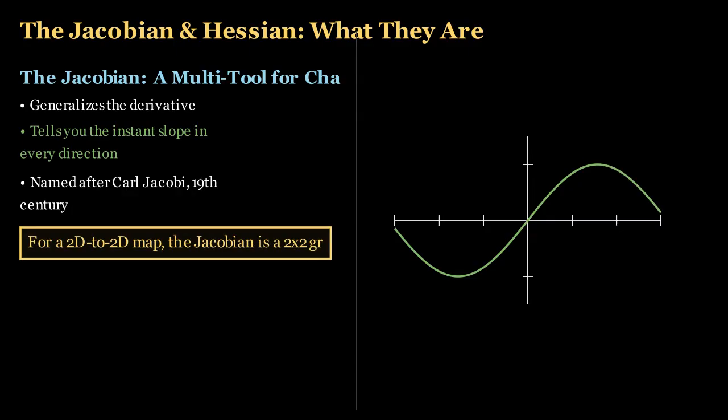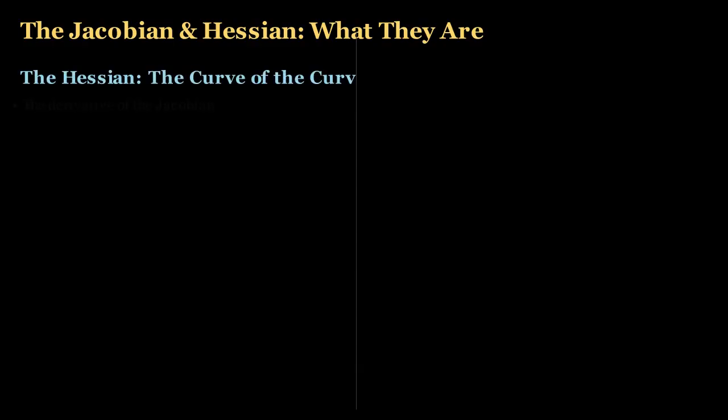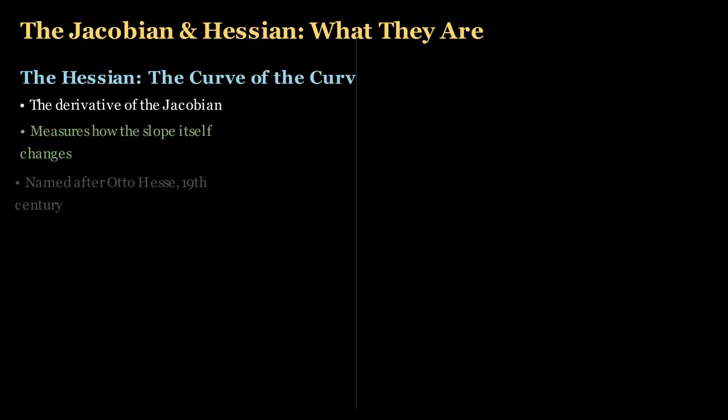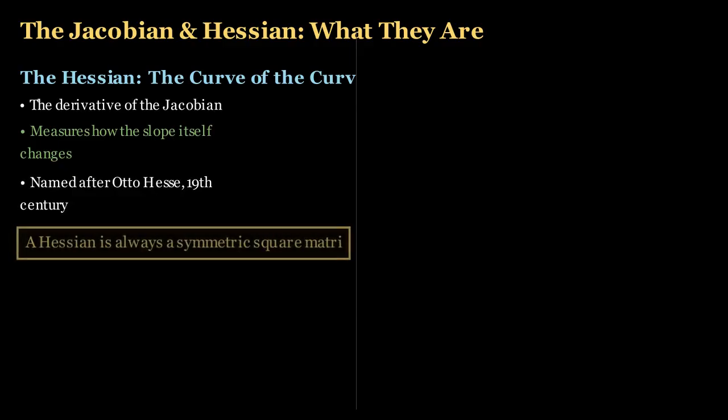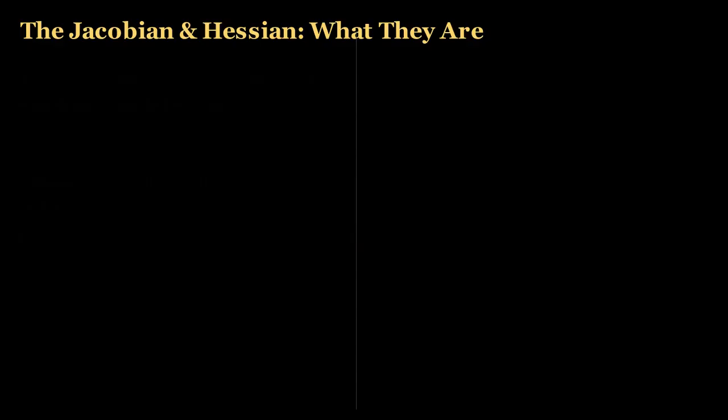The name honors mathematician Carl Jacobi. If the Jacobian is your speed, the Hessian is your acceleration. It captures the curve, or twist, of the landscape. It's named for Otto Hesse and is a square matrix of second derivatives.